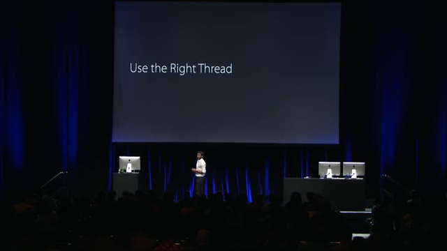Now that we've taken a look at a couple of best practices you can use to reduce the amount of IO, let's take a look at what threads you should be using to do these IOs. And for that, I'd like to invite Terry on stage. Terry?